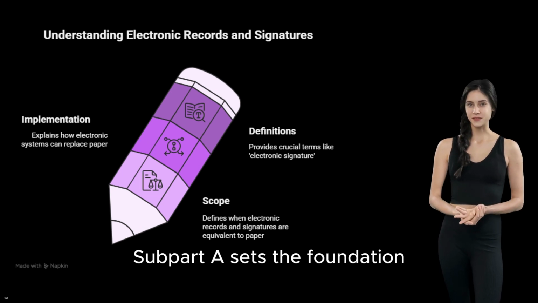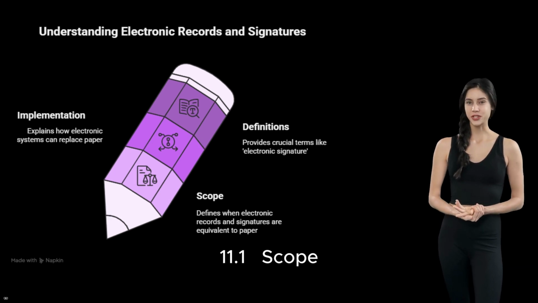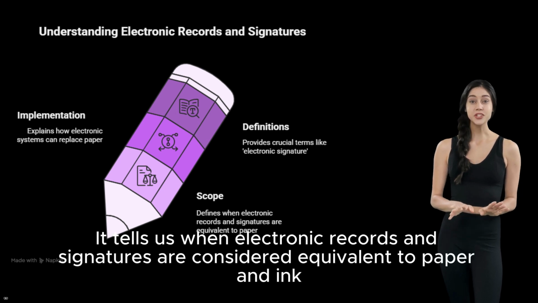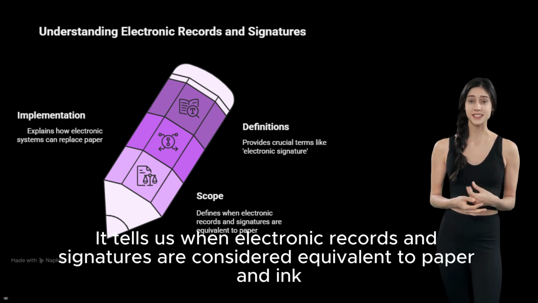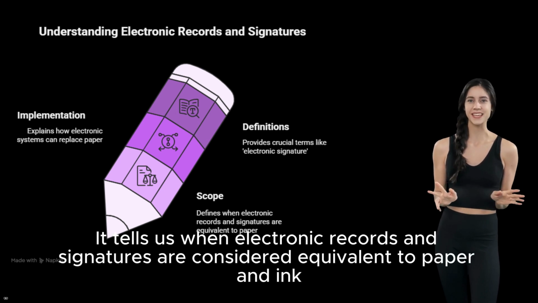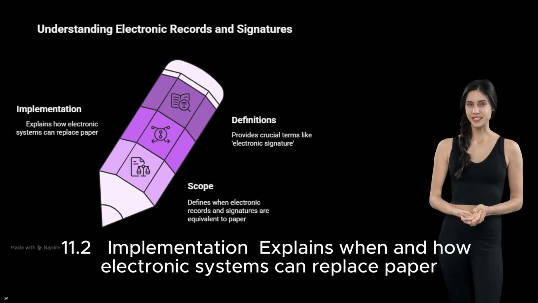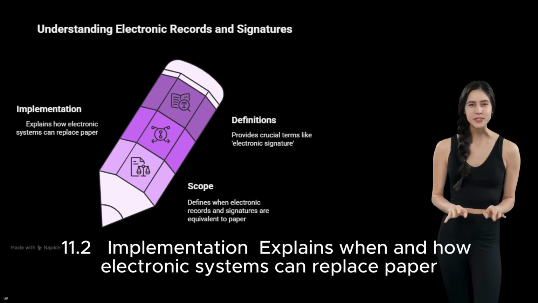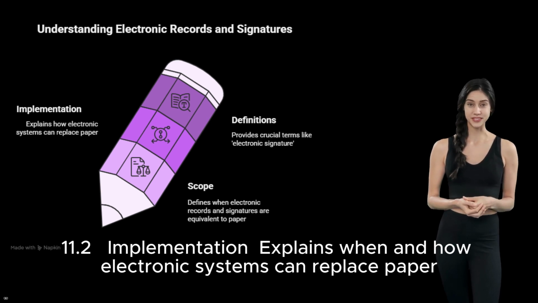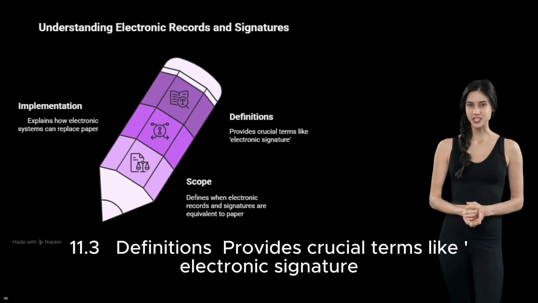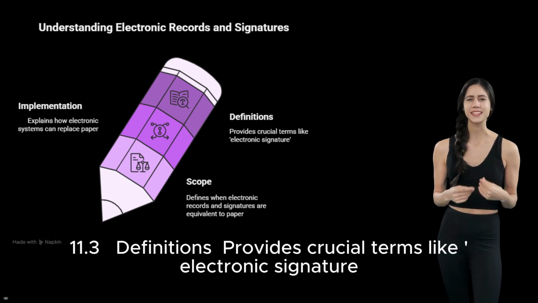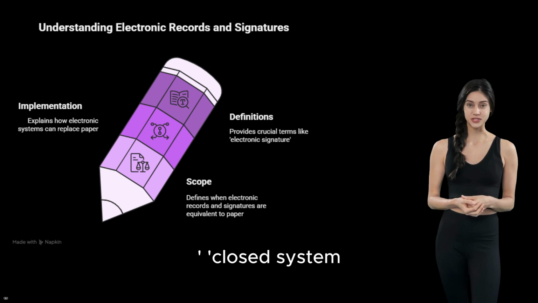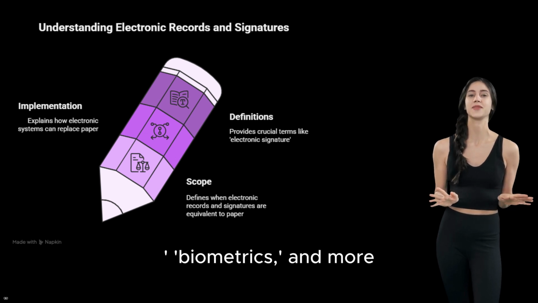Subpart A sets the foundation. 11.1 Scope. It tells us when electronic records and signatures are considered equivalent to paper and ink. 11.2 Implementation explains when and how electronic systems can replace paper. 11.3 Definitions provides crucial terms like electronic signature, closed system, biometrics, and more.